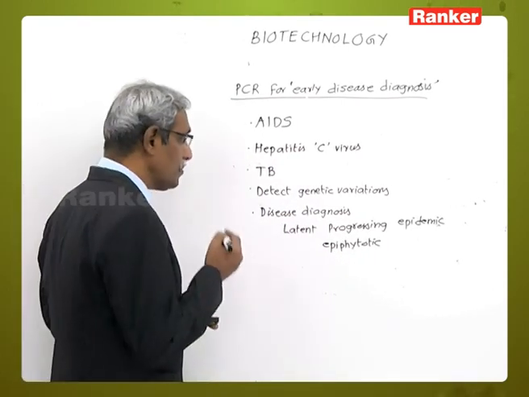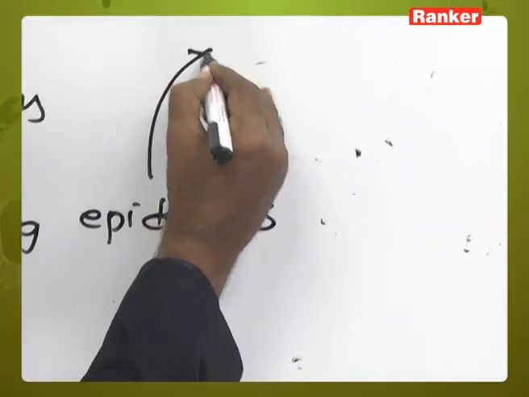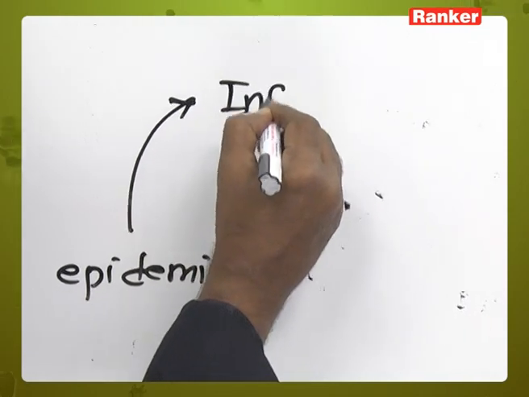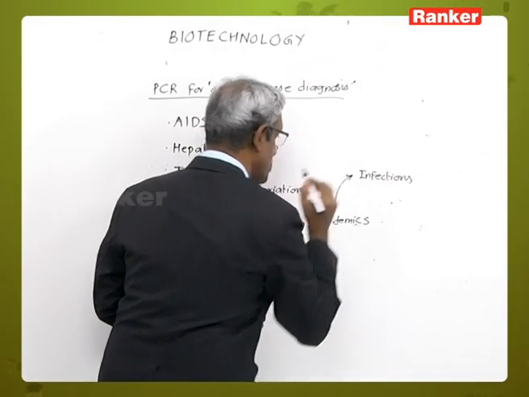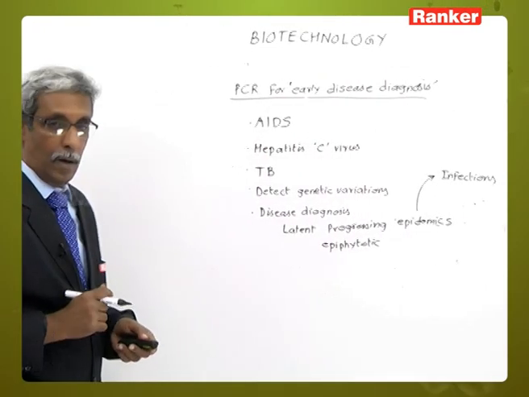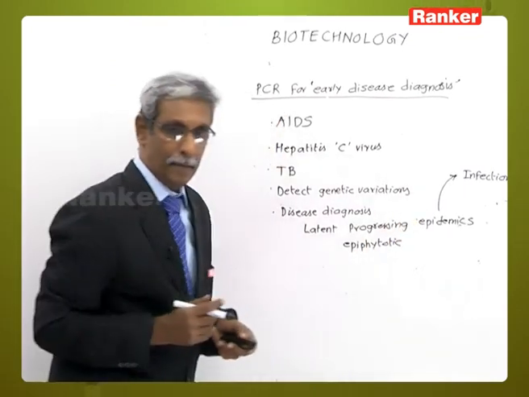So, infections which are caused by epidemics, leading to infections, can also be detected by means of PCR. What sort of infections are spread in the human population because of an epidemic.